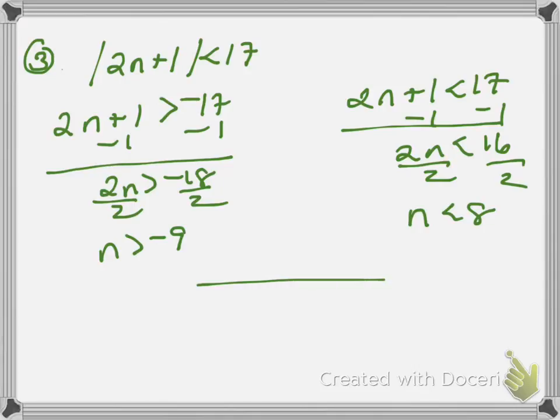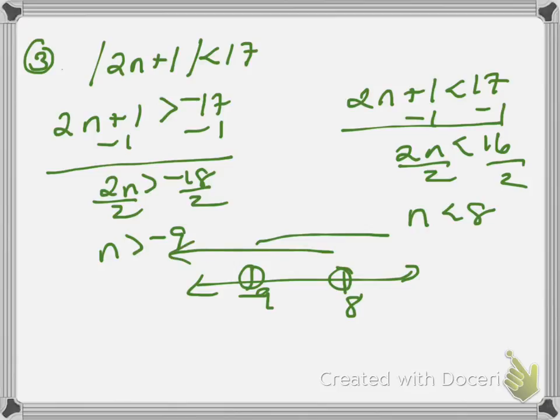Okay, so let's go plop my number line here. Okay, now they said n is greater than negative 9. And here they said n is less than 8. All right, and so this is what we call an and problem. And so we are going to shade what's in the middle. Now let me explain that.